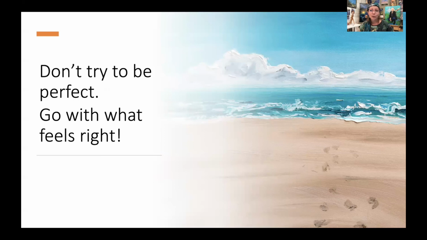And what I want you to remember is, don't try to be perfect. Go with what feels right. Because at the end of the day, when you study composition, it is simply to make it feel right. So if it feels right for you, you must be doing it right. That sounds silly, but anyway. So try to think about that.